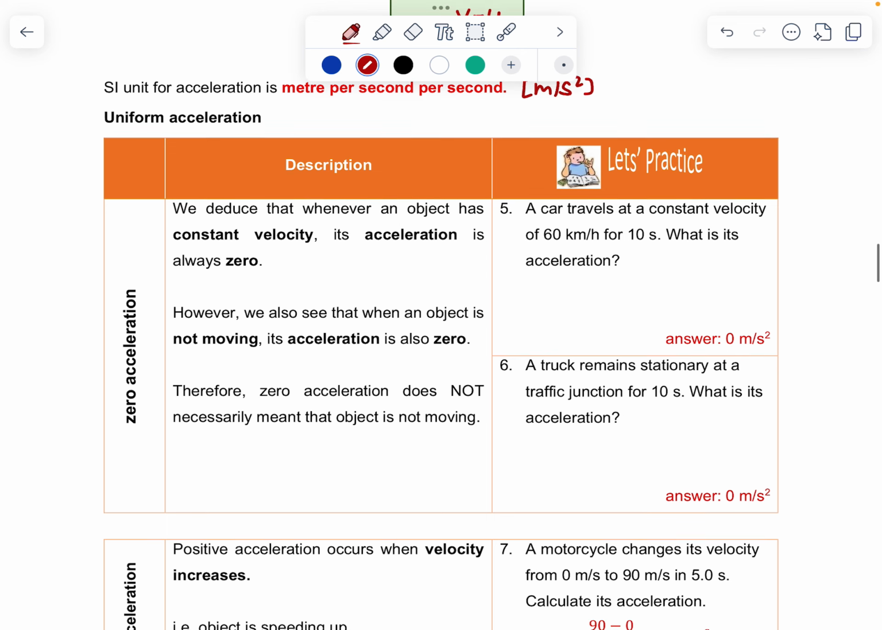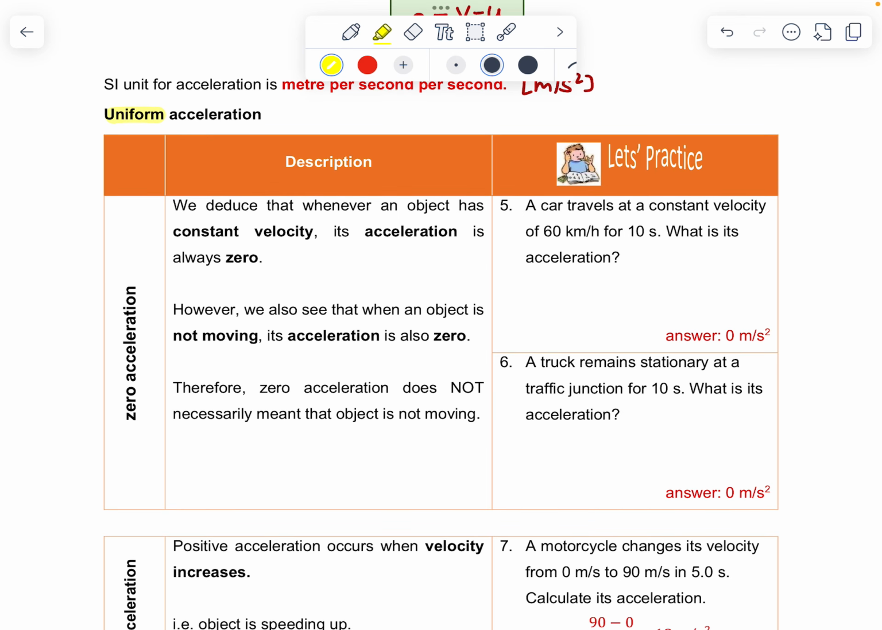Okay, there are two types of acceleration. One is uniform and one is non-uniform. Looking at the uniform one, if the object is at constant velocity or not moving at rest, okay, your acceleration is 0. So a equals 0 meter per second per second.